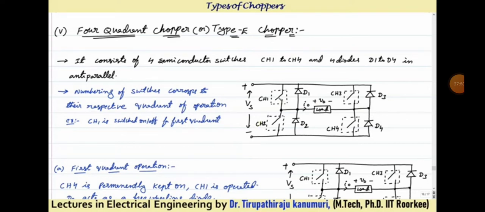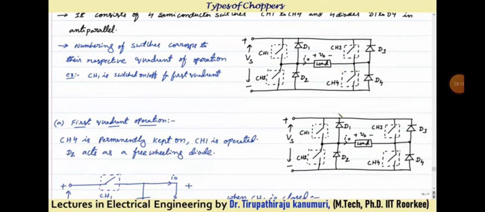So here this numbering of the switches is done intentionally. The numbering of the switches CH1, CH2, CH3, CH4 corresponds to the quadrant of operation. That means when you are using CH1 for turning on and turning off, it will turn on for some time, turn off for some time. Then in that case, it will operate in quadrant number 1. Similarly, CH2, quadrant 2, CH3 is quadrant 3 and CH4 is quadrant 4. Let us see how they will operate.